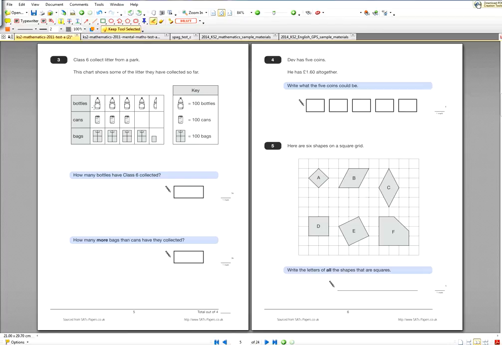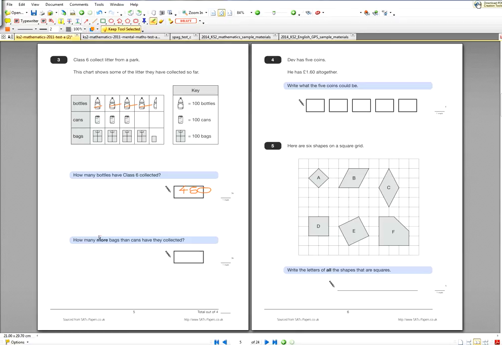So let's have a look. We have 100, 200, 300, 400. That's half a bottle, so 50. Half of 100 is 50. Well done. So the total would then be equal to 450. Excellent answer.